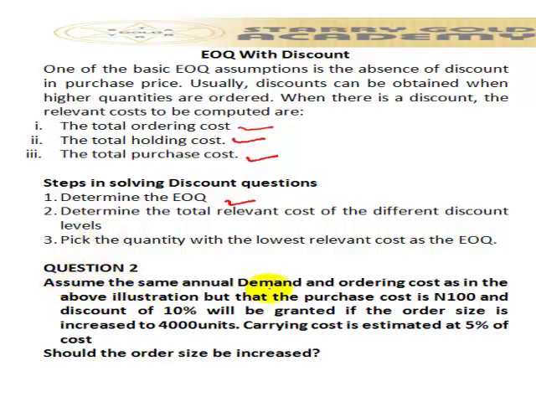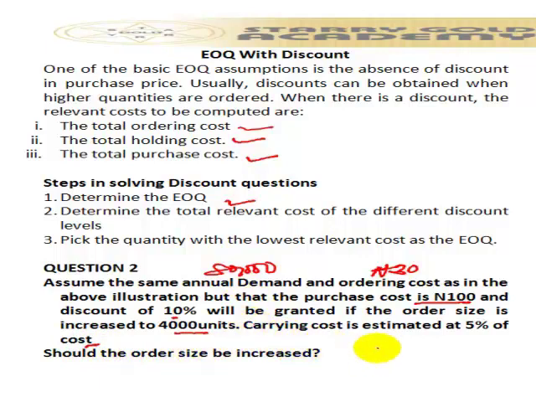Now we are to assume the same annual demand, that's the 80,000 units in the question above, and the ordering cost, which is 30 naira in the above question, but that the purchase cost in this case is 100, and a discount of 10% will be granted if the order size is increased to 4,000 units. The carrying cost is estimated at 5% of cost. Should the order size be increased?